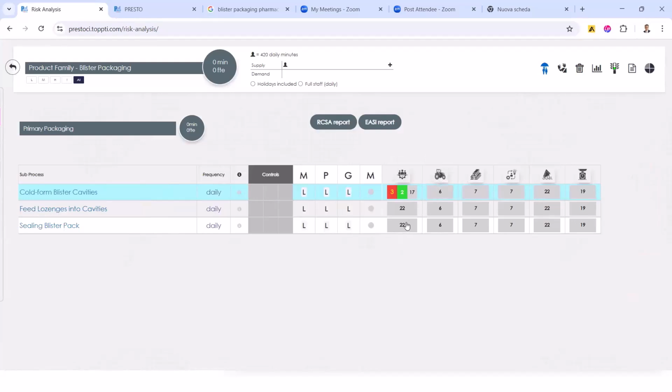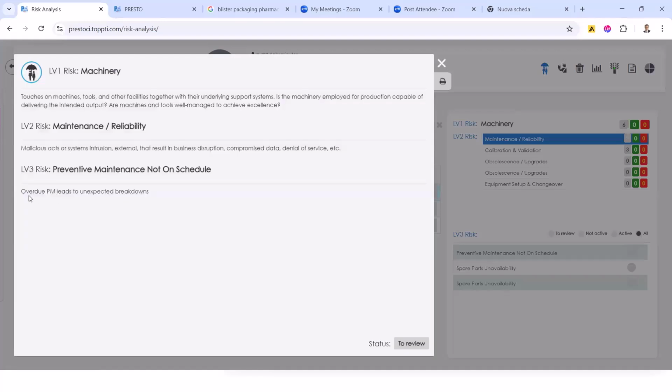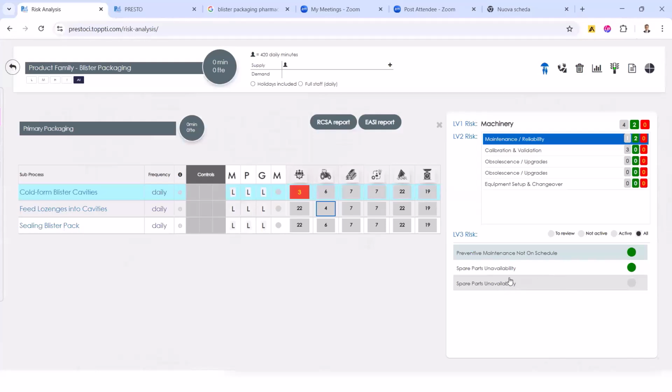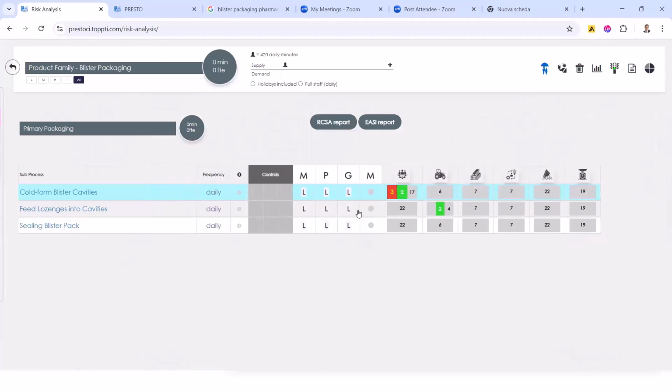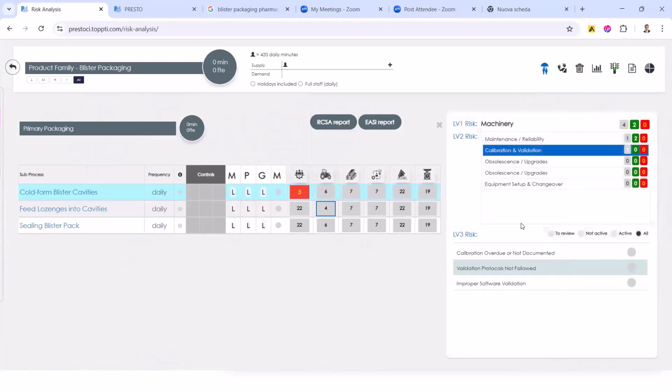What about machinery? Let's do machinery on this project over here. 6 types of risks. Maintenance and reliability. So preventative overdue PM leads to unexpected breakdowns, no problem. Spare parts unavailable, no problem. And I got that in there twice, so I'm going to leave that like that. So you can see now, actually, let's go take a look at calibration and validation.